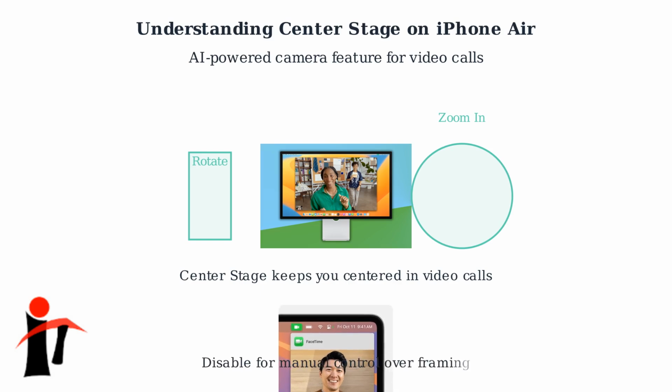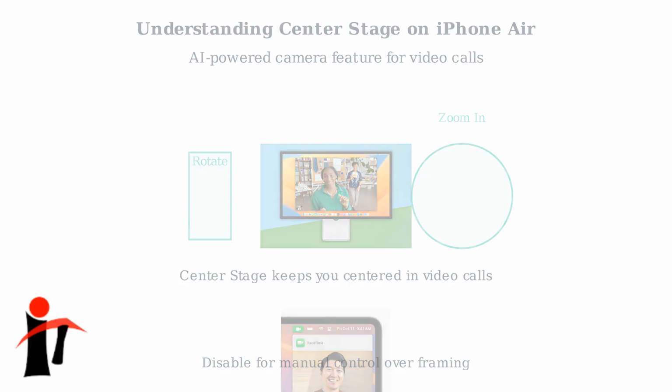However, you might want manual control. Disabling these auto features gives you precise control over your video framing. Step 1. Open the camera app. Step 2. Switch to the front-facing camera by tapping the circular arrow icon.